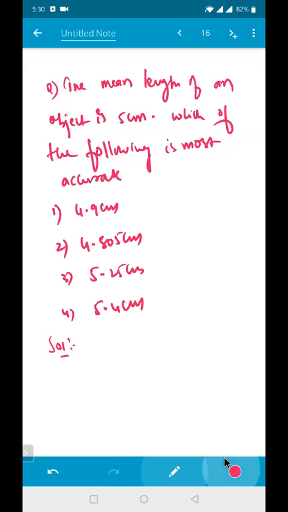So you need to revise even the significant figure rules faster. The mean length is given as 5 centimeters. The mean length of an object is 5 centimeters. Which of the following is most accurate? Try to do it fast. Anyone? Can anyone give me the answer?